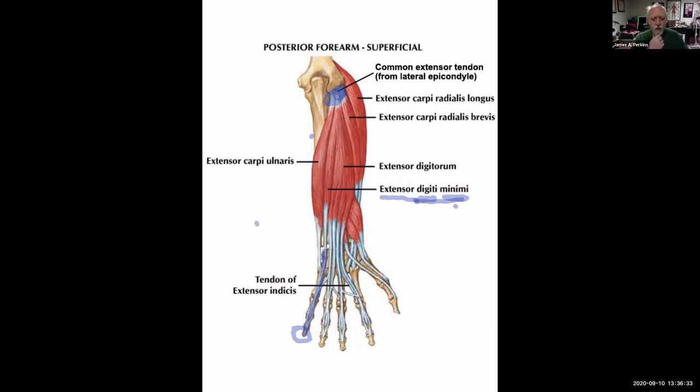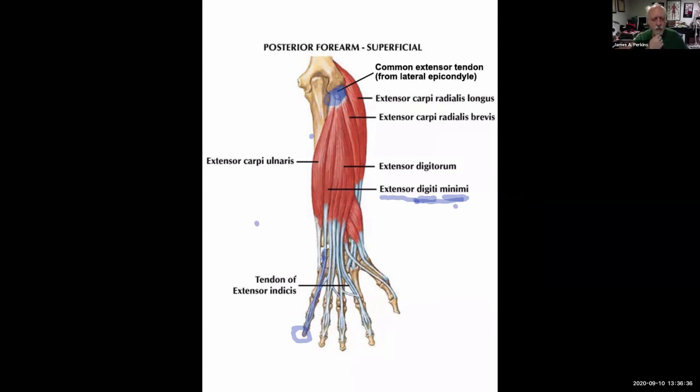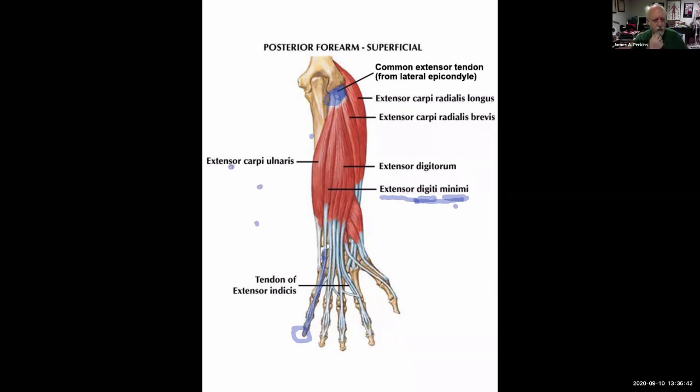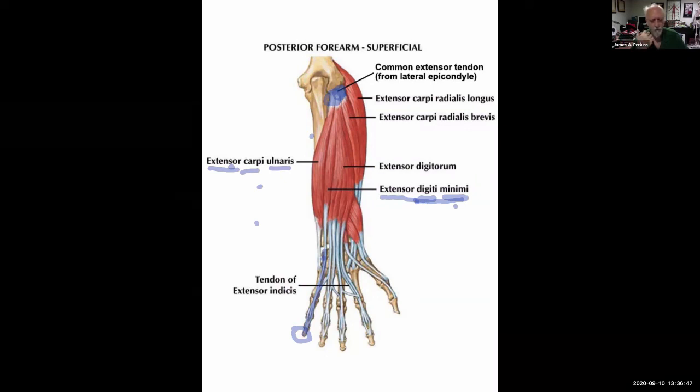And finally, working our way across all the way over to the medial side of the posterior compartment, we come to a muscle called extensor carpi ulnaris. And remember, on the flexor side in the anterior compartment, we had a flexor carpi ulnaris, which flexed the wrist on the ulnar side. Here we have an extensor of the wrist, or an extensor of the hand on the ulnar side, meaning it's on the medial side of the forearm, which is the side with the ulna.